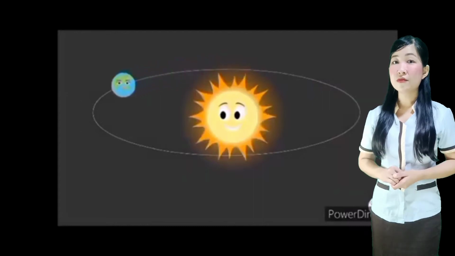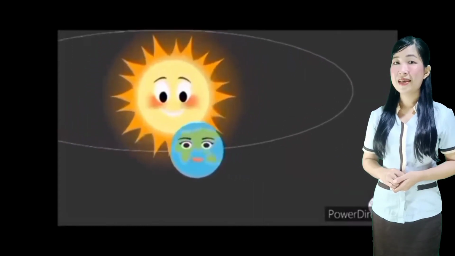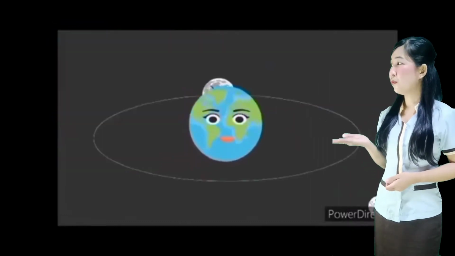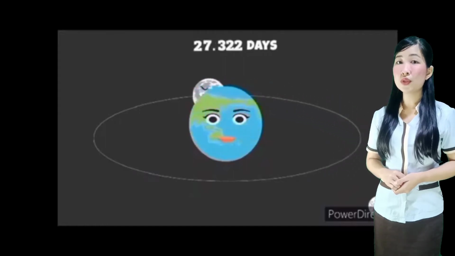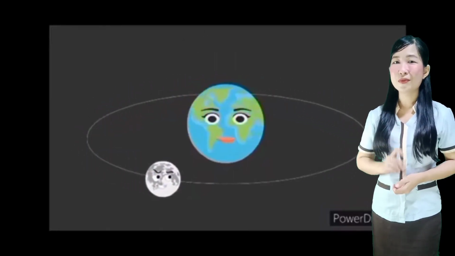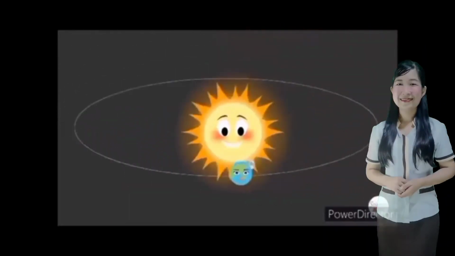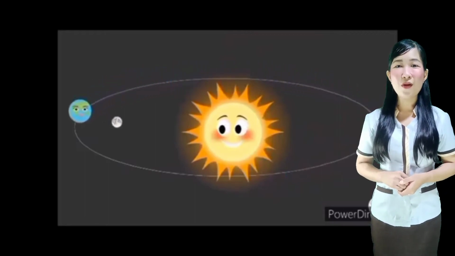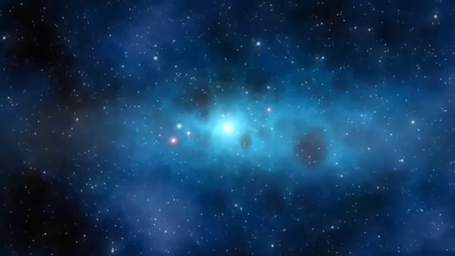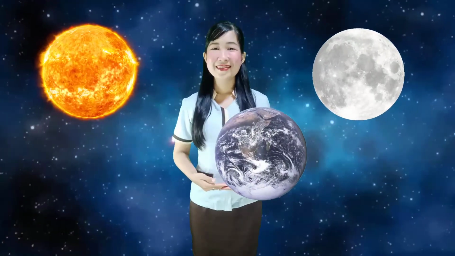Just as the Earth revolves around the Sun in an elliptical orbit, our natural satellite, the Moon, also revolves around the Earth. It takes about 27.322 days for the moon to complete one revolution. So the Earth revolves around the Sun and the moon revolves around the Earth. With these interrelated motions happening in these three celestial bodies, the Sun, the Moon, and the Earth, do you think several phenomena occur?